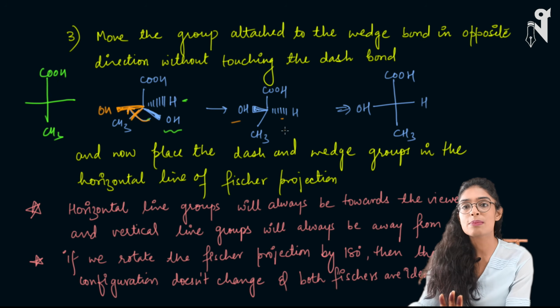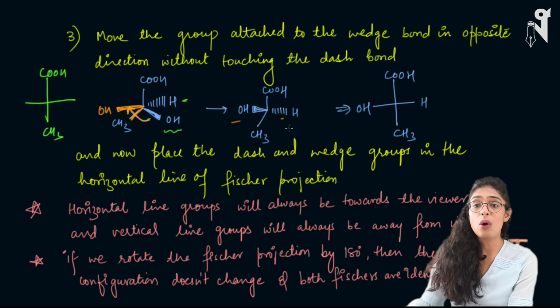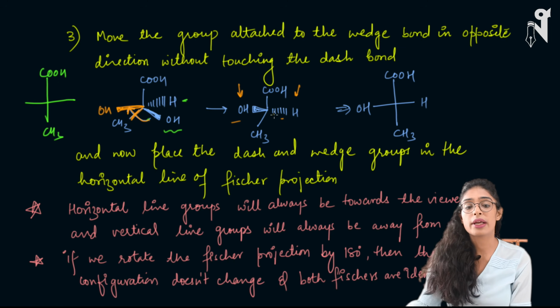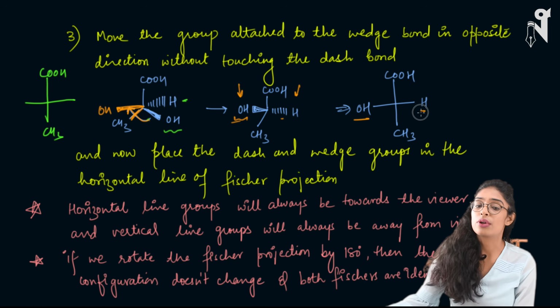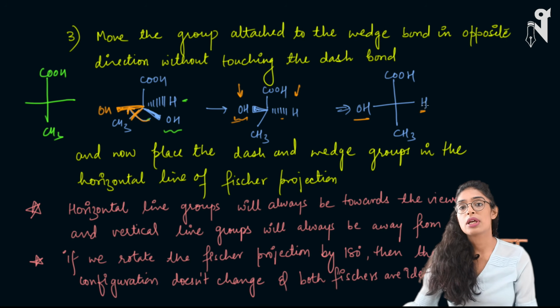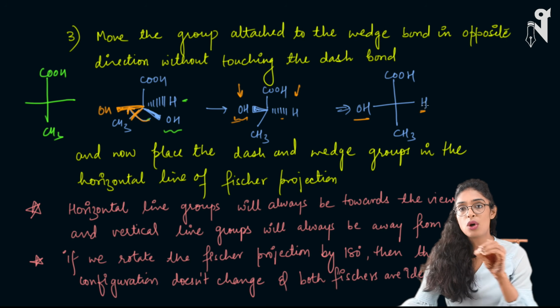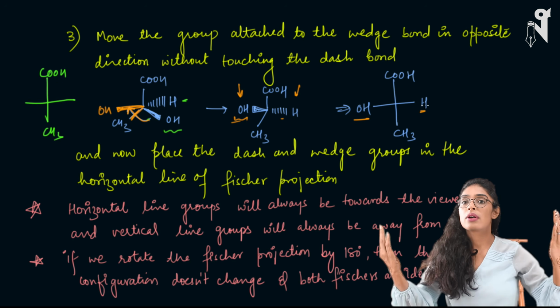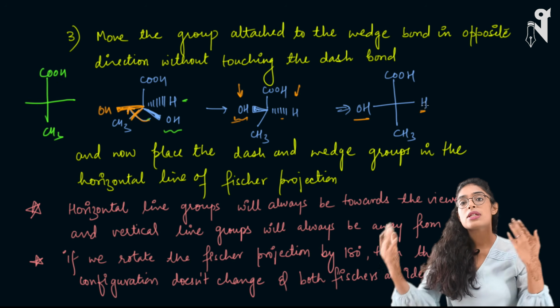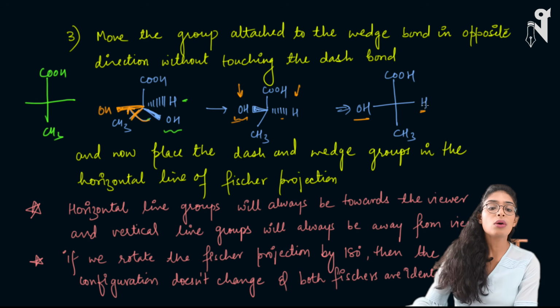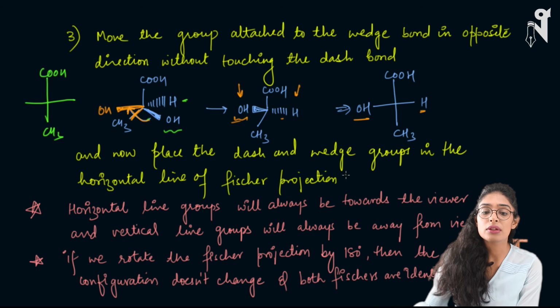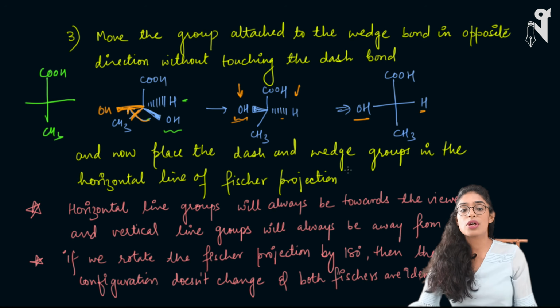Now it becomes a simpler structure, and now I can place these groups depending upon in which direction each one is. I'll just put them on the horizontal line. So OH is on the left, so I'll put it on the left. Hydrogen is on the right, so I'll put it on the right. That's all we have to do. We just move our wedge in the opposite direction, open the bond, and then place the groups with respect to their directions on the Fisher projection. Now, is this part clear to everyone? I hope you have understood what we are trying to do.